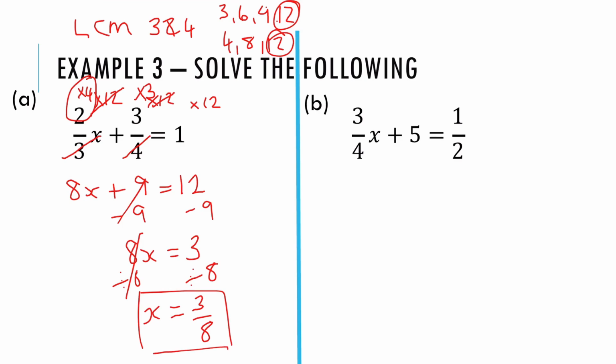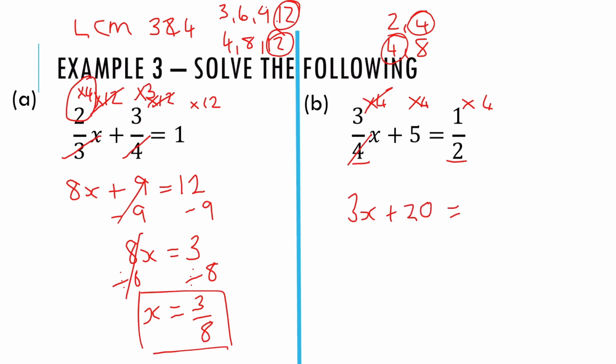In part B, my two denominators are 4 and 2, so I'm looking for the lowest common multiple of 4 and 2. If you go through the times tables, you can see that 4 lies in both times tables. I'm going to multiply everything by 4. Multiply by 4 and divide by 4 will cancel, leaving me with 3x plus 5 4s are 20 equals, that will leave me with times 2 since 2 goes into 4 twice. Now I've got to do 1 times 2, which is 2.